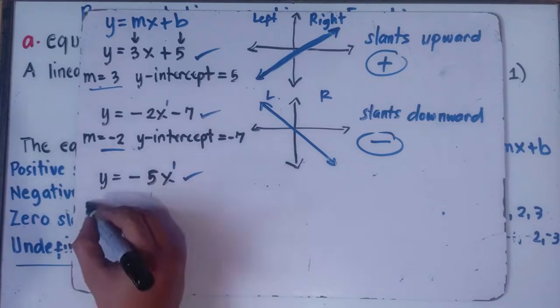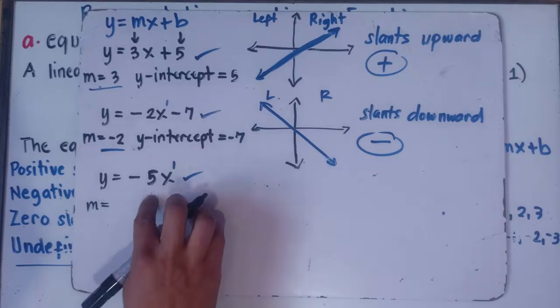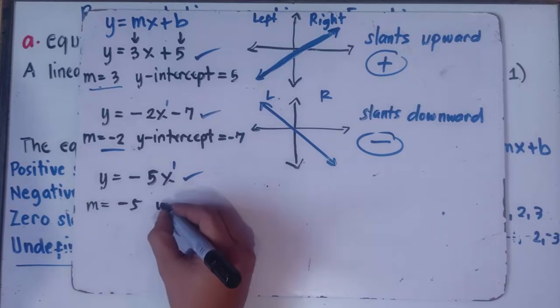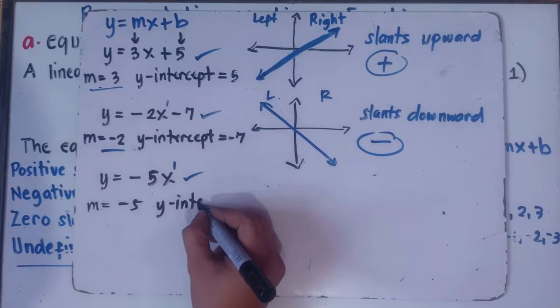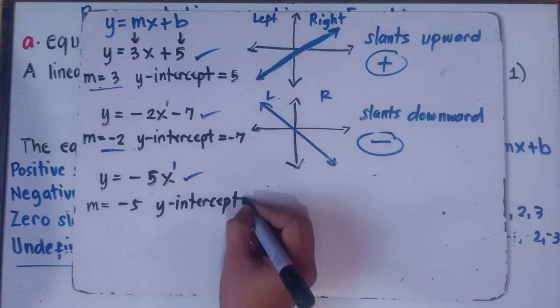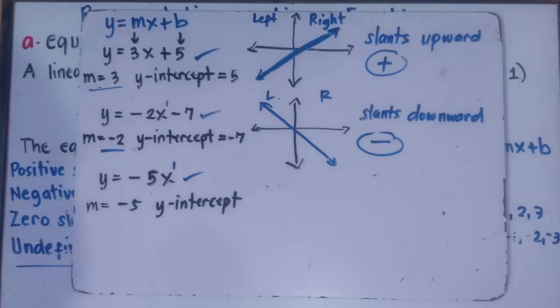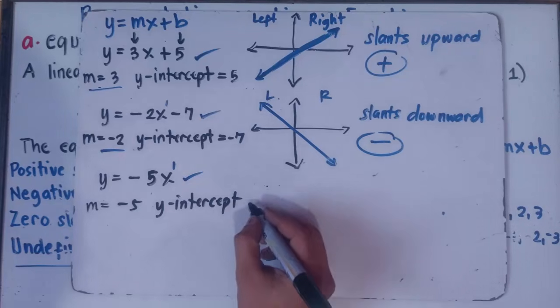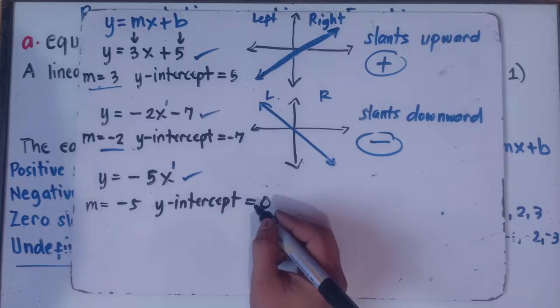Now, what would be the value of m? That's correct. The value of m would be negative 5. Now, what would be the value of the y-intercept? That's correct. The value of the y-intercept would be equal to 0. Once again, class, it's not 1.